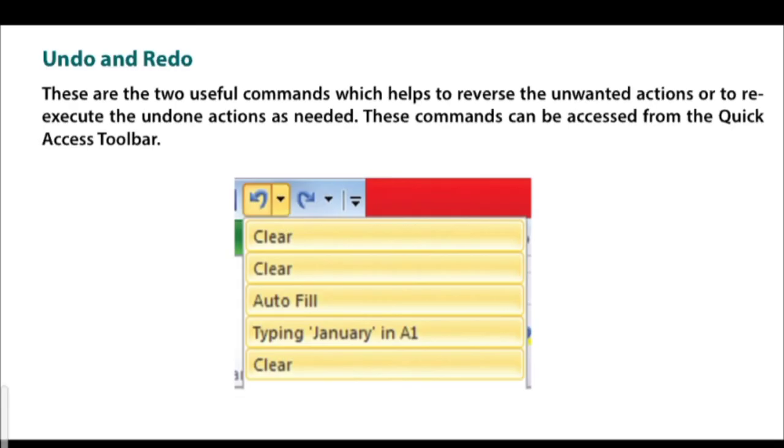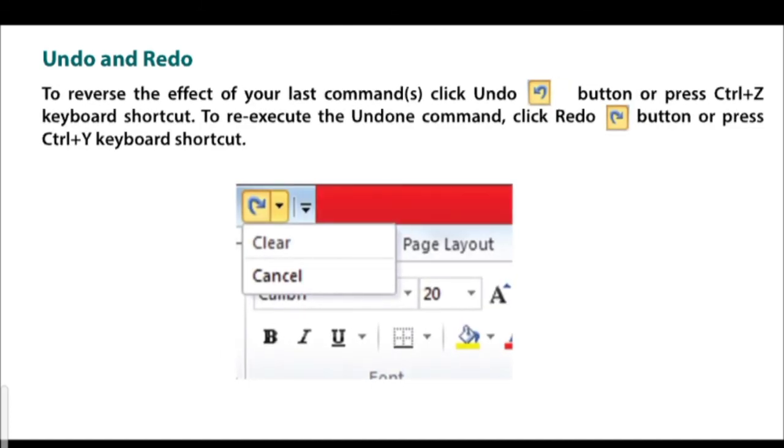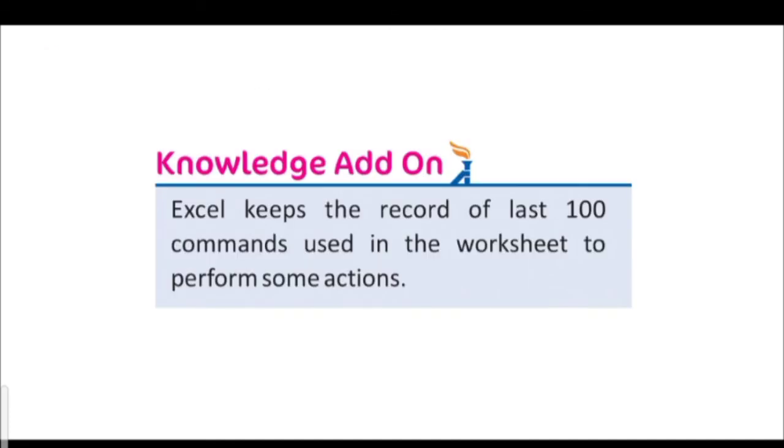Undo and redo. These are two useful commands which help to reverse the unwanted actions or to re-execute the undone actions as needed. These commands can be accessed from the Quick Access toolbar. To reverse the effect of your last command, click the Undo button or press the Ctrl+Z keyboard shortcut. To re-execute the undone command, click the Redo button or press the Ctrl+Y keyboard shortcut.